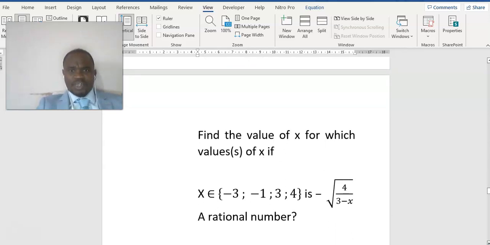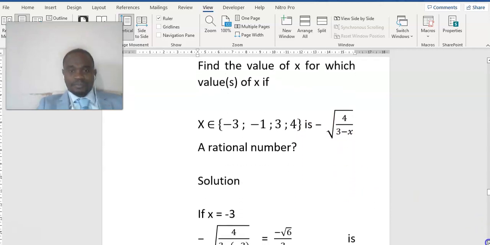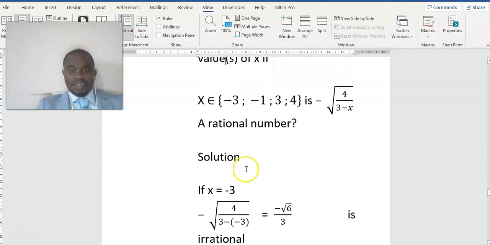Find the values of x if this is equal to this. It's a rational number. So first we must substitute -3 into the equation. When you see x, you put -3. So I have my 4, my 3, minus, instead of writing x, I'm going to write -3. You put it in brackets.